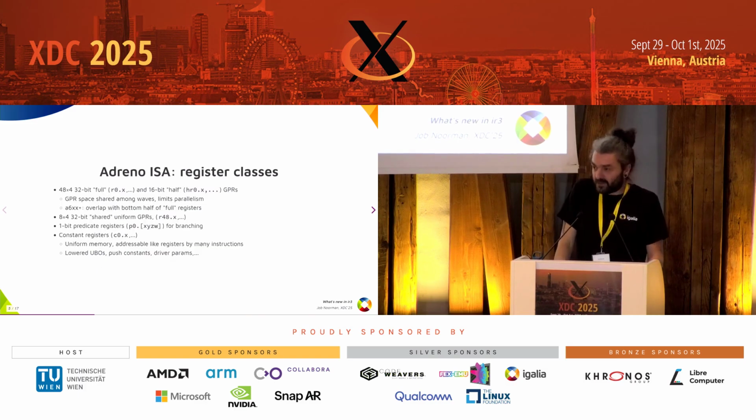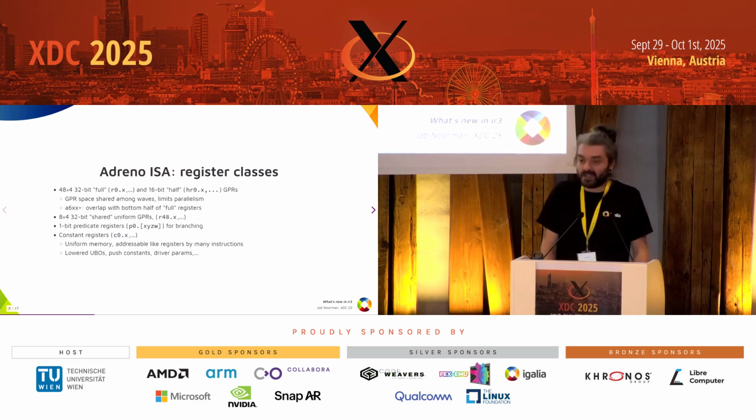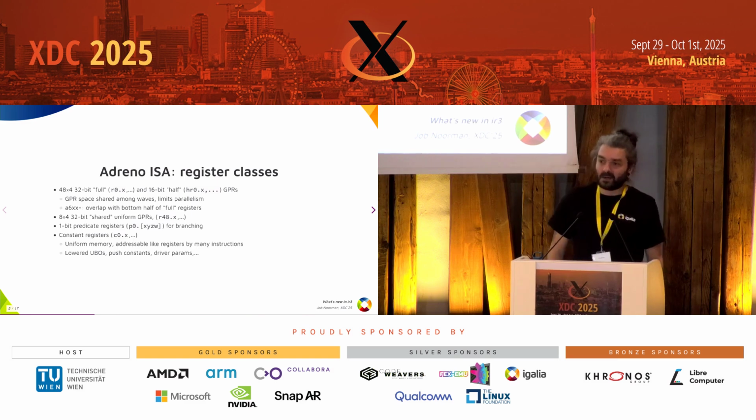We also have a bunch of different register classes, the main one being the vector GPRs. We have quite a lot of them. In the ISA, we can encode 48 VEC4 registers. But the total amount of GPRs is shared among all the waves, which means that the more GPRs you use, the fewer waves you can launch in parallel. So we really try to reduce the register pressure as much as possible.